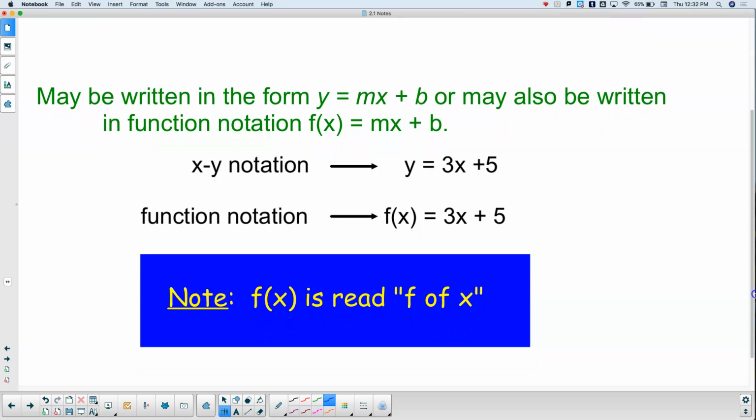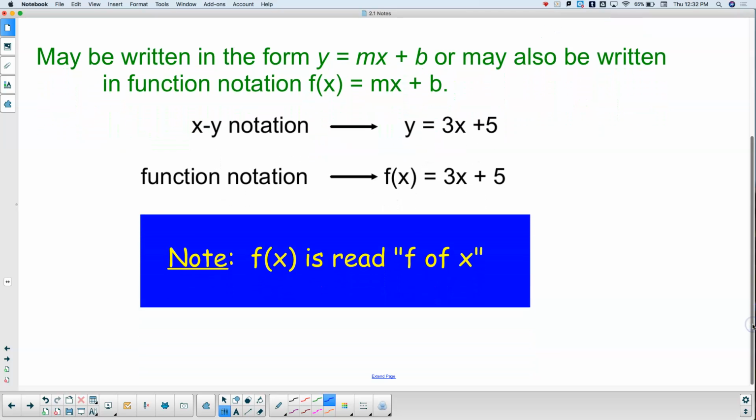Oh, there it is. That's what I was looking for. I'm trying to find that, and here it's at the bottom of this slide. Why is it over there?